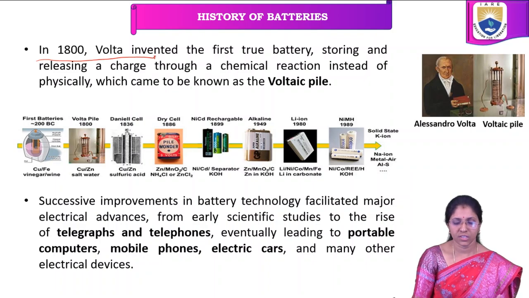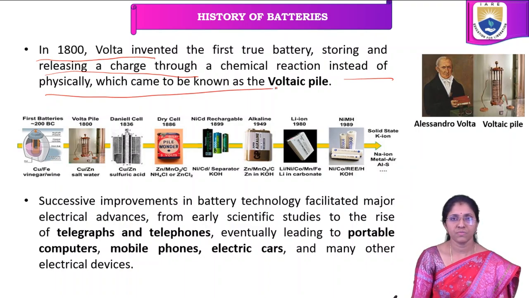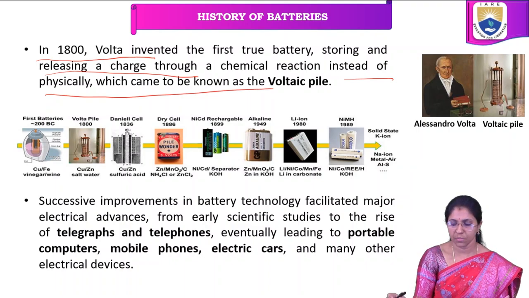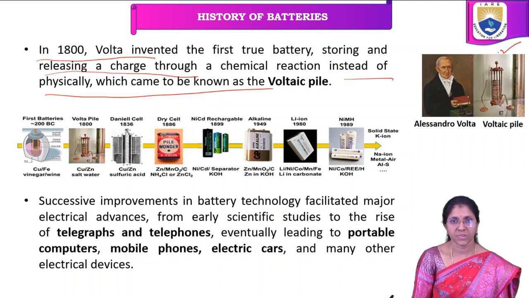In 1800, Volta invented the first true battery, storing and releasing a charge through chemical reaction instead of physically, which came to be known as the voltaic pile. This voltaic pile was discovered by Alessandro Volta. After this discovery, various batteries were discovered in different years.